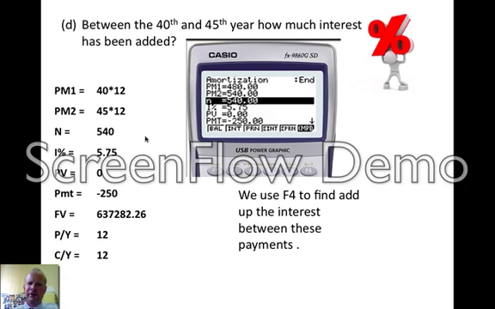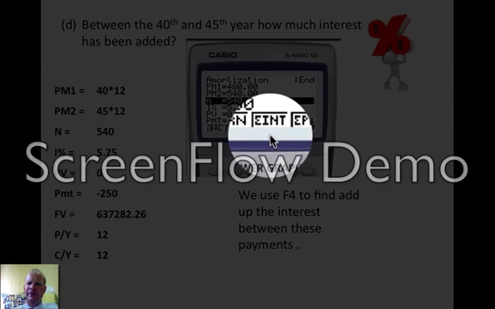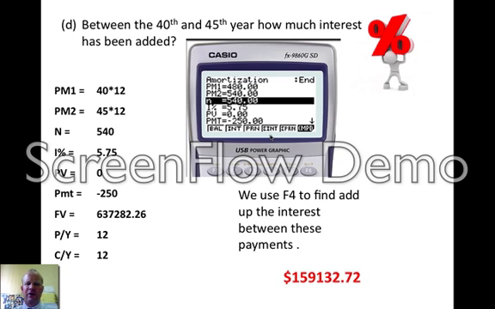On the calculator, it looks like that, and then you use F4 to find sigma int again. Sigma int is adding up the interest. You do that and you'll get an answer of $159,132.72.